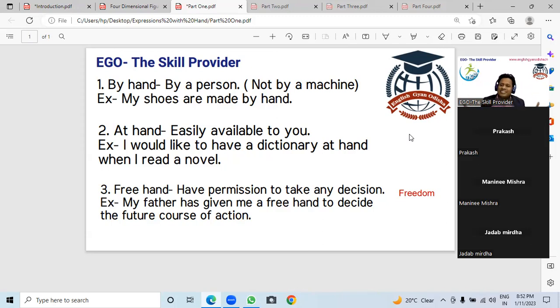That means you have the luxury, you have the freedom, you have the permission to decide your next course of action. So that is called free hand. I have given a free hand, freedom. Free hand equals freedom. But freedom has a different meaning as freedom.